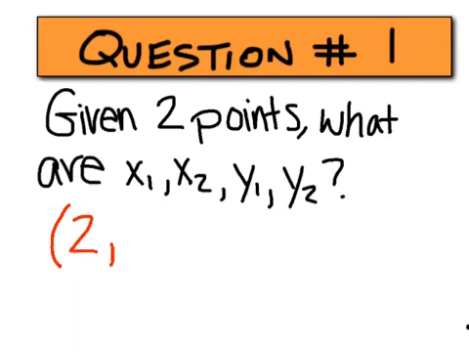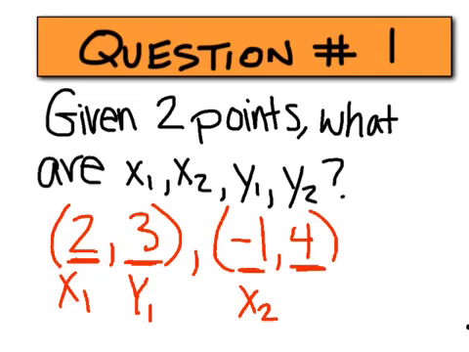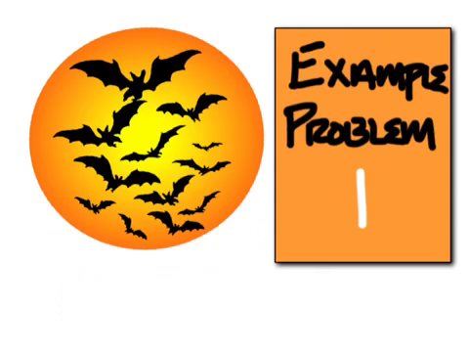So if we had 2 ordered pairs, 2 points, we'll say (2, 3) and (-1, 4). Our x sub 1 is going to be the x value of our first point, so our x sub 1 for this is 2. Our x2 is going to be the x value for our second point. Our y1 is going to be the y value of our first point. And our y2 is going to be the y value for the second point.